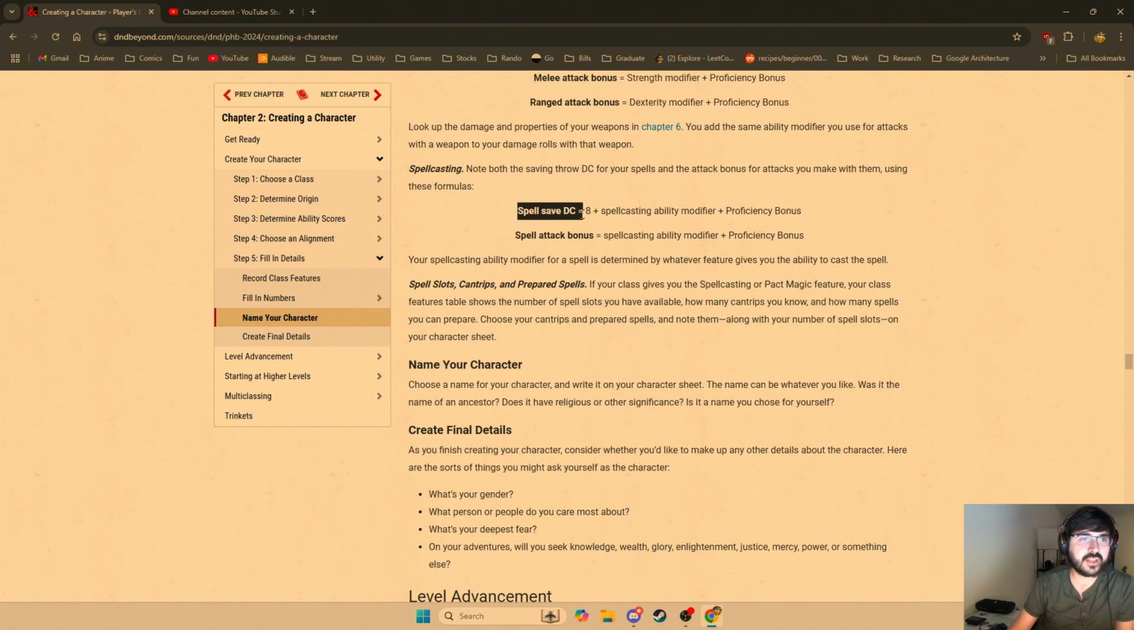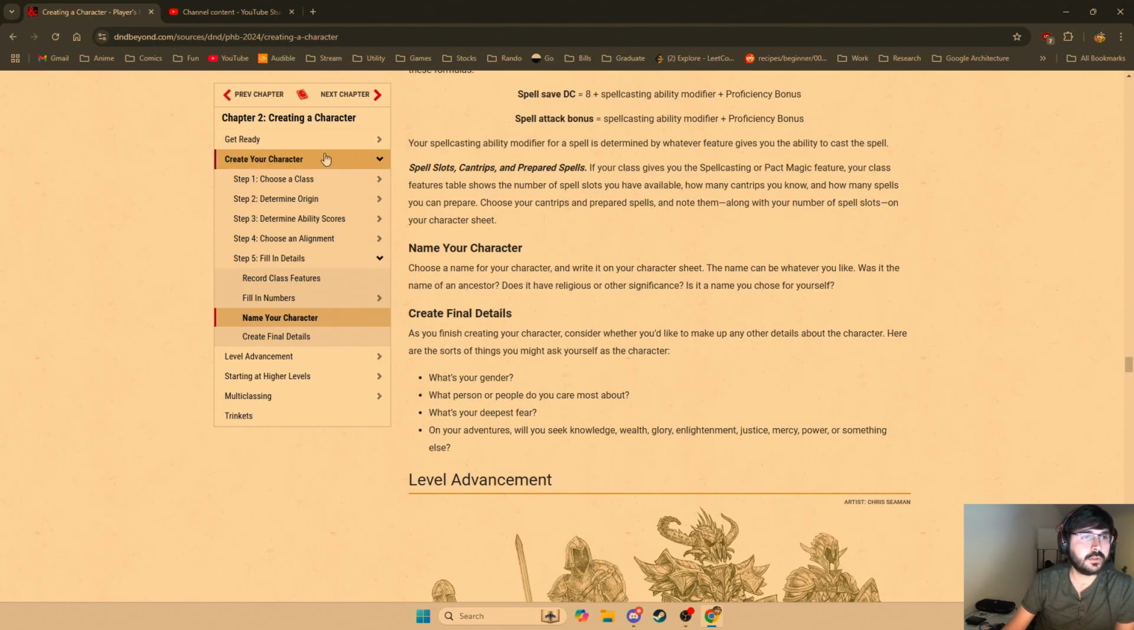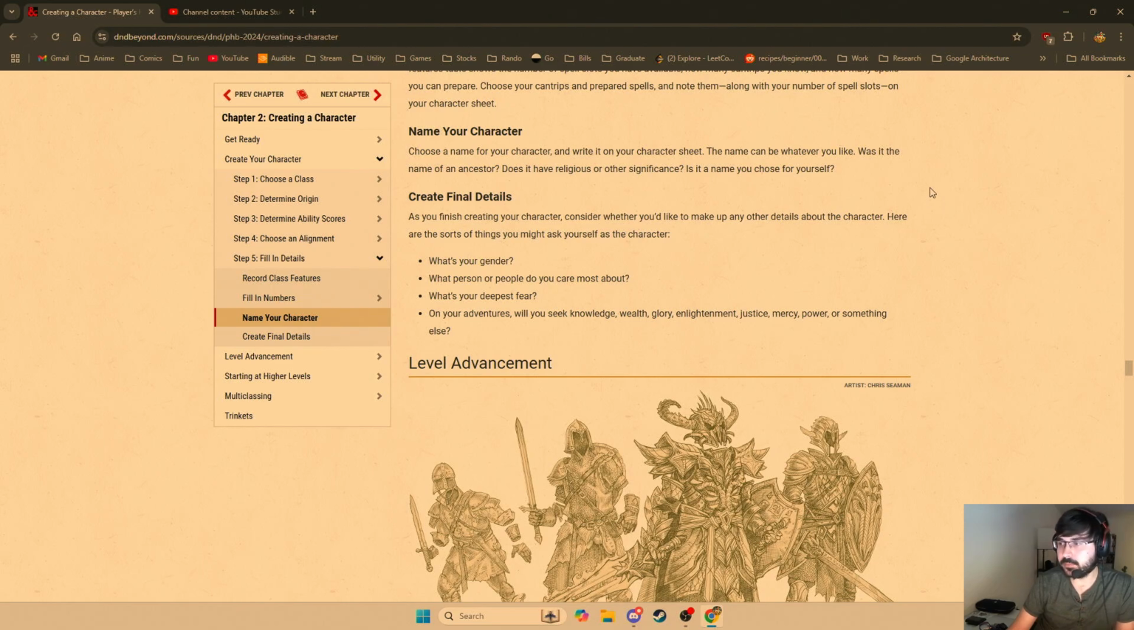Spell casting. Spell save DC is 8 plus your spell casting ability plus the proficiency bonus. And spell attack bonus is spell casting ability modifier plus your proficiency bonus. Spell slots, cantrips, and prepared spells. You're going to have to go through your individual group of magic to see what these are. Name your character. You can do that at the start. It doesn't matter. Well, it does matter, but it's not a thing that is going to determine how effective you are at your class or what racial thing you're going to use.